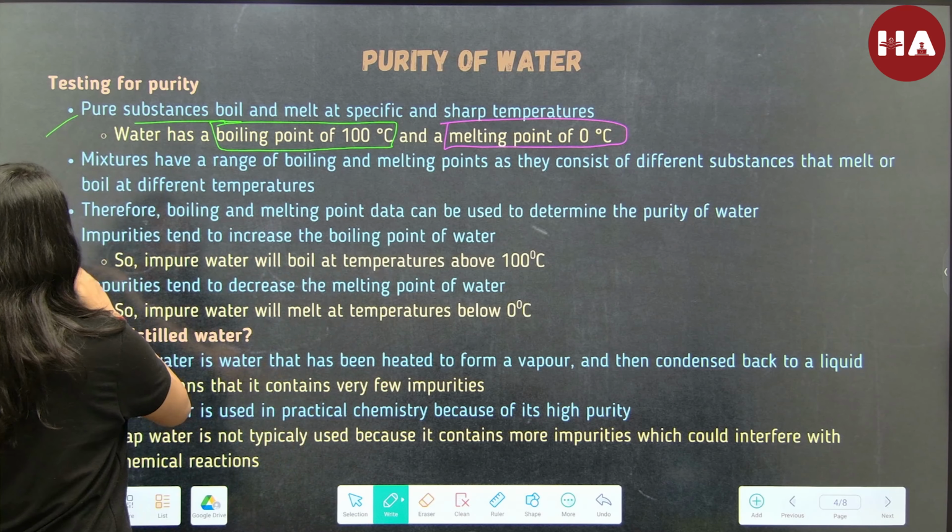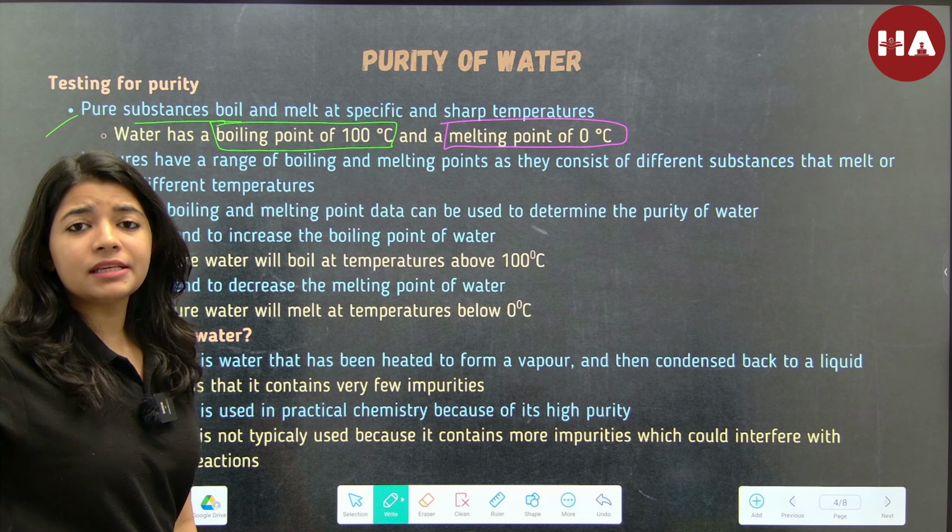Right, now what happens when impurities are present? It will increase the boiling point.